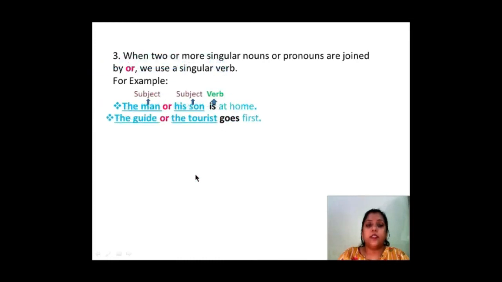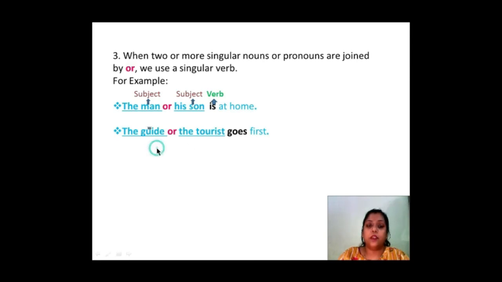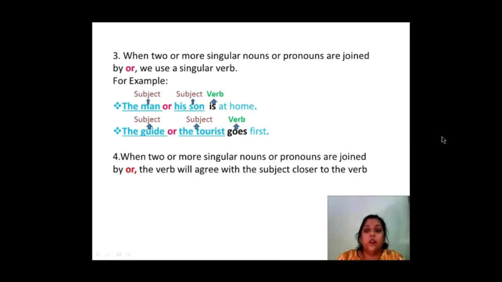Let's look at the second example. Again here if you can see, the guide or the tourist is the subject, goes first. So goes is what here? Verb. So the guide or the tourist is a singular subject, singular noun. It is joined by a singular verb, goes. Now let's look at the fourth rule. When two or more singular nouns or pronouns are joined by or, the verb will agree with the subject closer to the verb. Though this point is quite similar to the third point, there's a slight difference here.